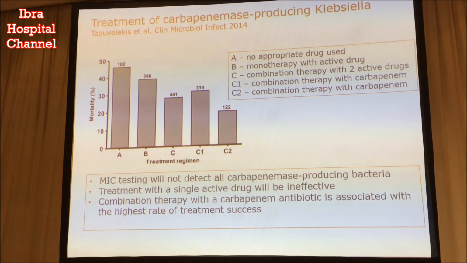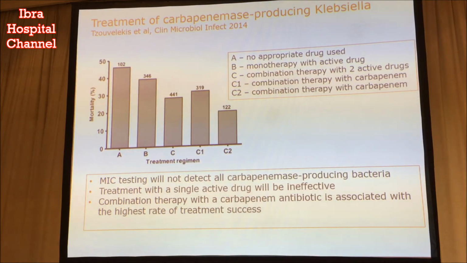So 45% died. If you used a single drug that was active against this organism, or this whole population of organisms, you still had almost 40% of your patients die. So what was obvious was that you needed combination therapy to have any degree of success, and less than 30% of patients died when they used combination therapy. What was interesting from this study was that if your combination therapy included a carbapenem, now again, remember the carbapenems now are resistant, so you had one susceptible antibiotic and one that was resistant. There's an error in this slide. C1 should be without carbapenem.